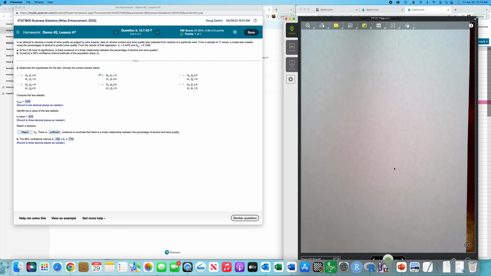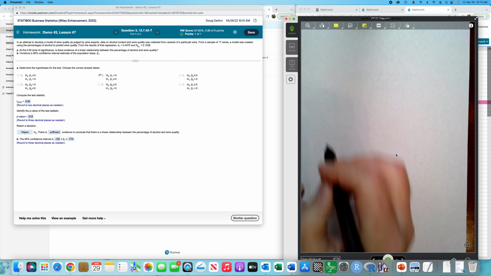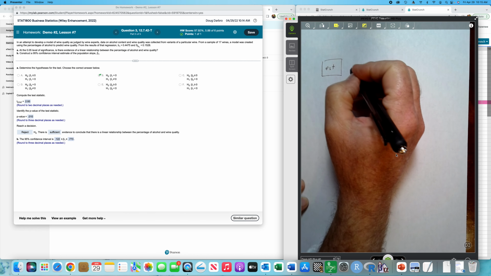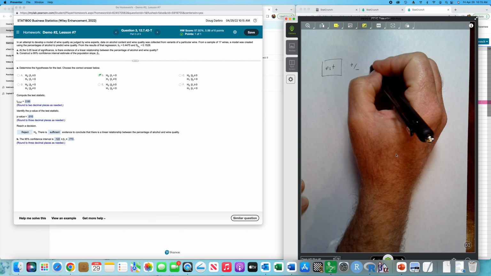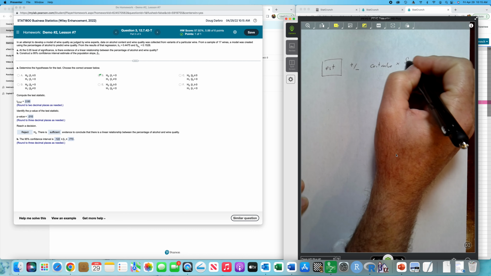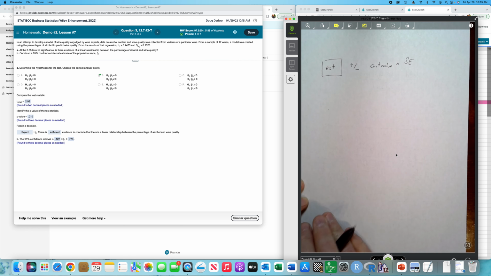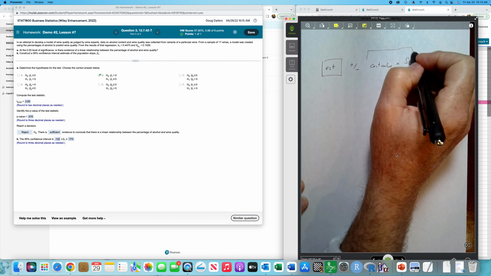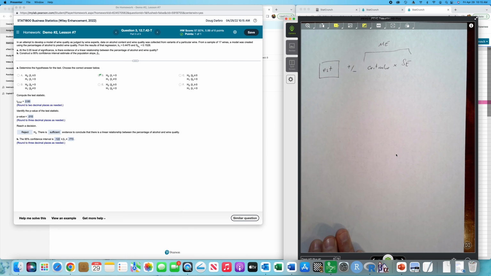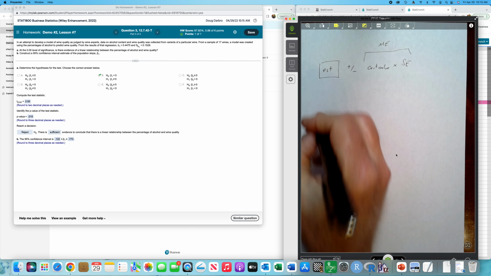95% confidence interval. I absolutely love this problem because it makes you think in general about what's going on with the confidence interval. Remember, as I've told you before, there is an estimate plus or minus a critical value times the standard error. All this stuff over here is called the margin of error. So our estimate is going to be the 0.4475.